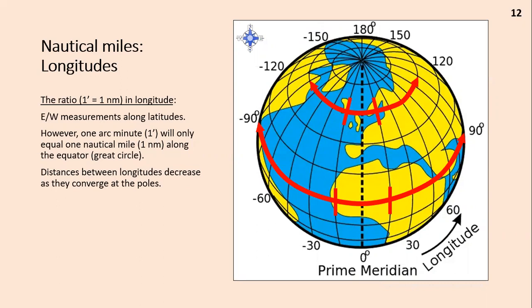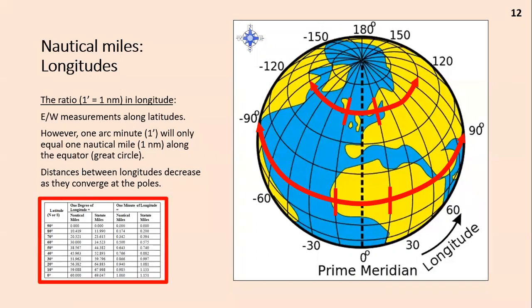Because lines of longitude converge, the 1 arc minute to 1 nautical mile ratio no longer applies as the distances between lines decrease. Thus, a table is used to provide decreasing ratios per latitude. Later in your lab assignment, we'll practice using this conversion table.